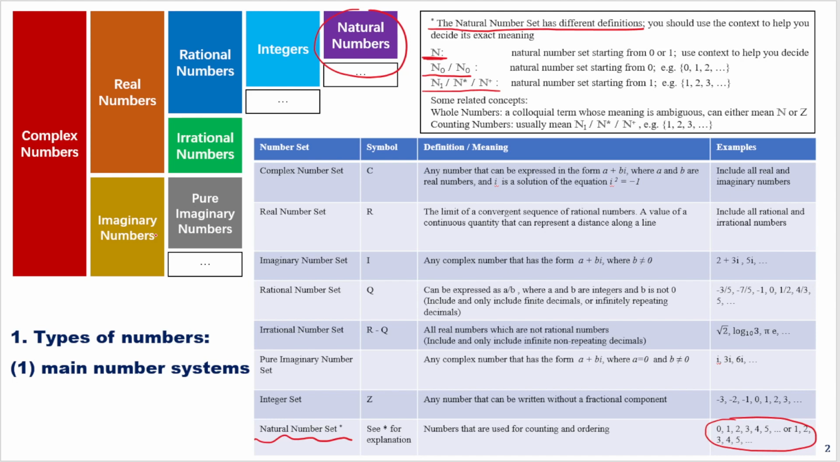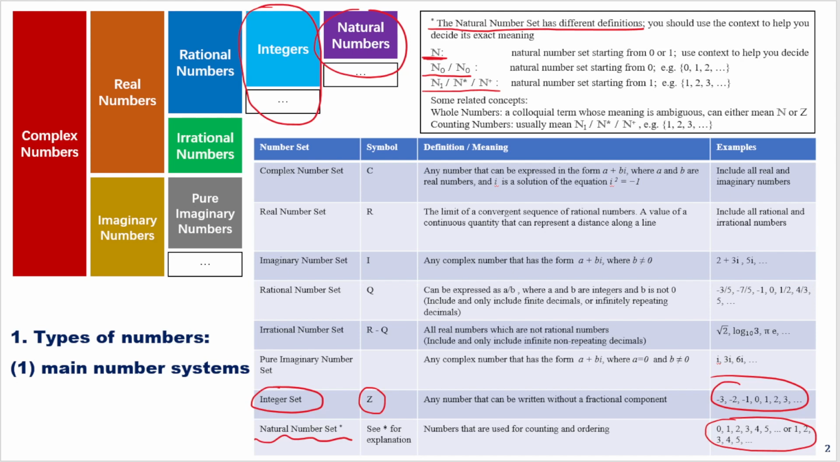So in came negative integers. The set of all integers, for example, -3, -2, -1, 0, 1, 2, 3, and so on, has closure under addition and subtraction. So we call this set of numbers the integer set, which is a larger set than the natural numbers. Can you see that? And usually we use the letter Z to denote the integer set. The integer set includes any number that can be written without a fractional component. Can you follow me? Okay, so that's the integer set.